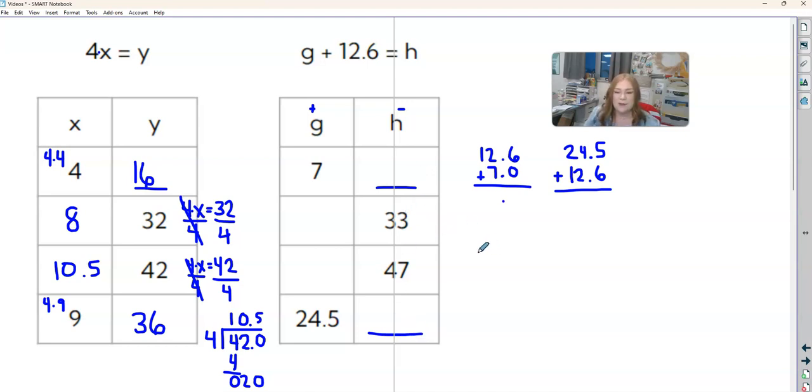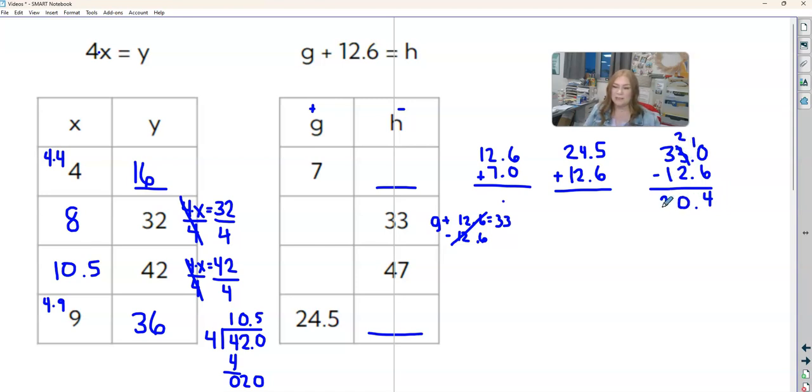So our next one, we have g plus 12.6 equals 33. So I'm looking for g by itself. So we have to minus 12.6. So if I minus it on this side, I need to minus it on this side. So we're going to do 33, and we're going to line up 12.6. So above the 6, we need to add that 0, and we're going to subtract. Now we cannot do 0 minus 6, so we're going to borrow. So now we have 10 minus 6 is 4, decimal straight down. 2 minus 2 is 0.